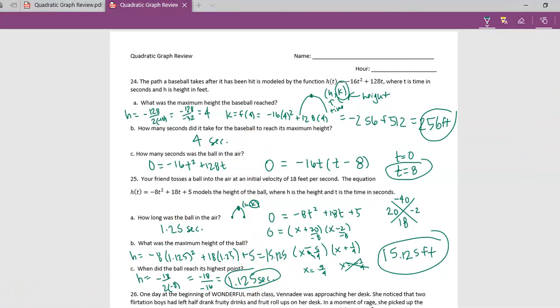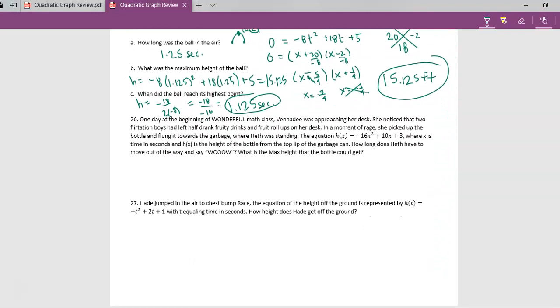Okay, so moving on, let's see, number 26. One day at the beginning of a wonderful math class, Vanity was approaching her desk. She noticed that 2 flirtatious boys had left half-drunk fruity drinks and fruit roll-ups on their desk. In a moment of rage, she picked up the bottle and flung it toward the garbage where Heth was standing. The equation h of x, where x is time in seconds and h of x is the height of the bottle from the top of the garbage can. How long does Heth have to move out of the way and say, whoa, what is the max height that the bottle could get?